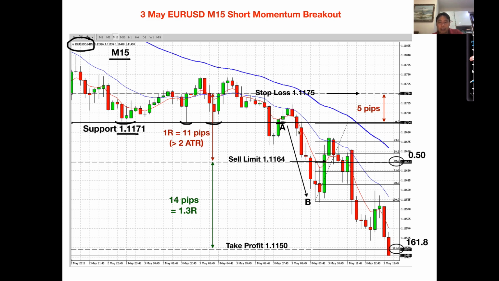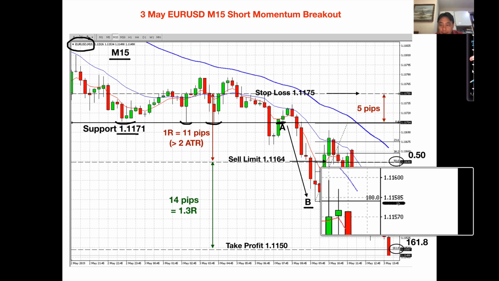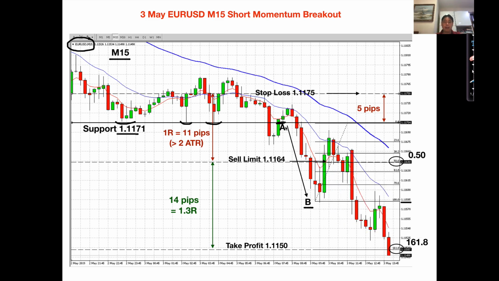So it goes down, and I'm looking for a low retracement. In this case, it went all the way down, and I figured this was my low, point B, which is about 1.1585. Once it hit point B, then I'm looking to get in at a 50% retracement.